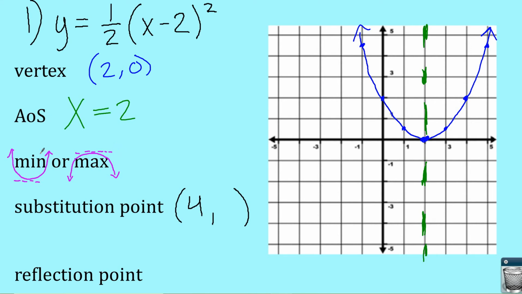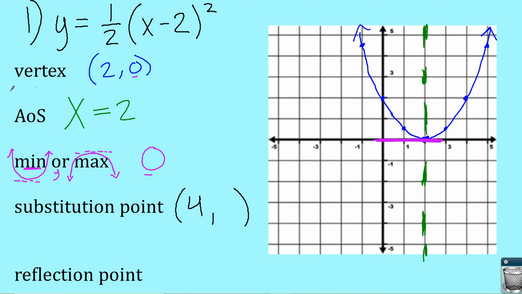So in this one, since we have that smiley face, we're going to have a minimum. And the minimum, the lowest this can be, is right here when y is 0. So this value is 0. It's always your y value. So this value and this value will always be the same.